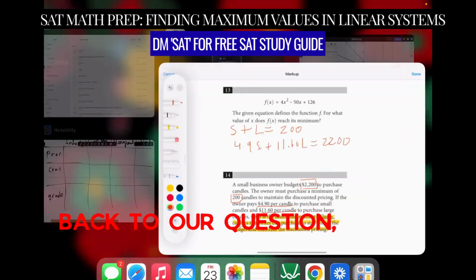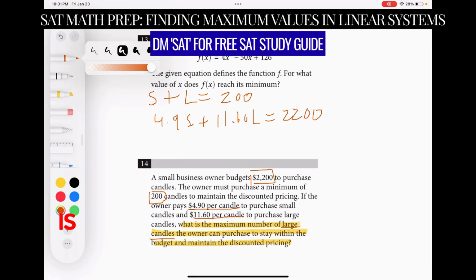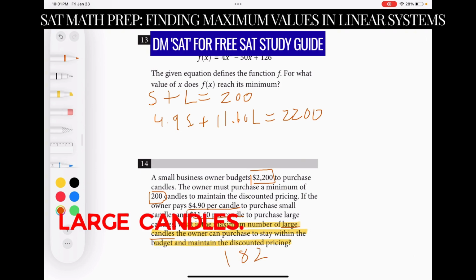So going back to our question, the maximum that they can purchase is 182 large candles.